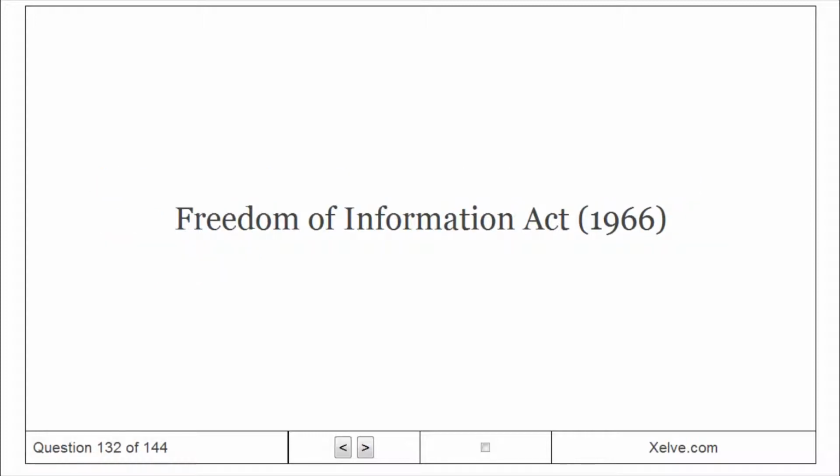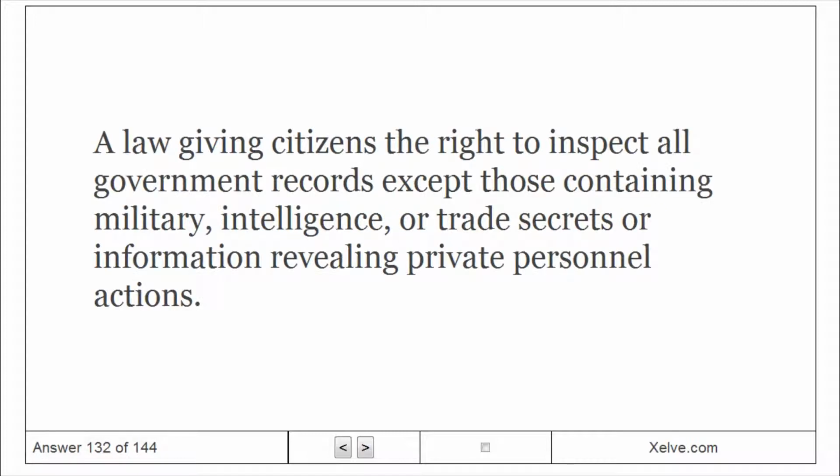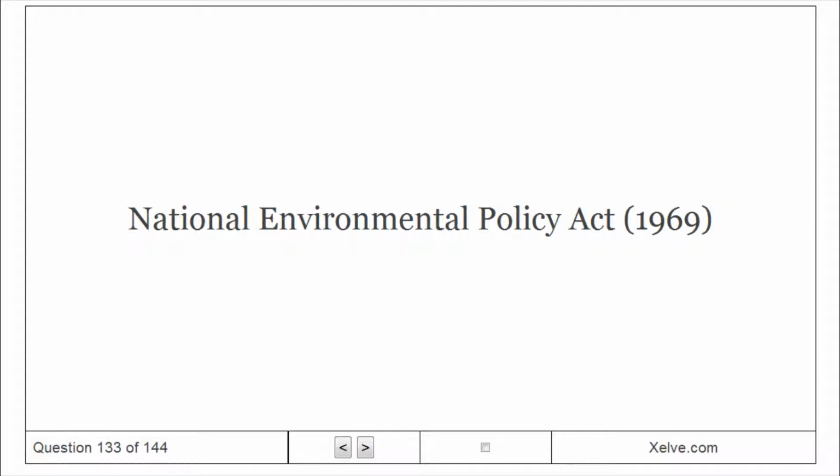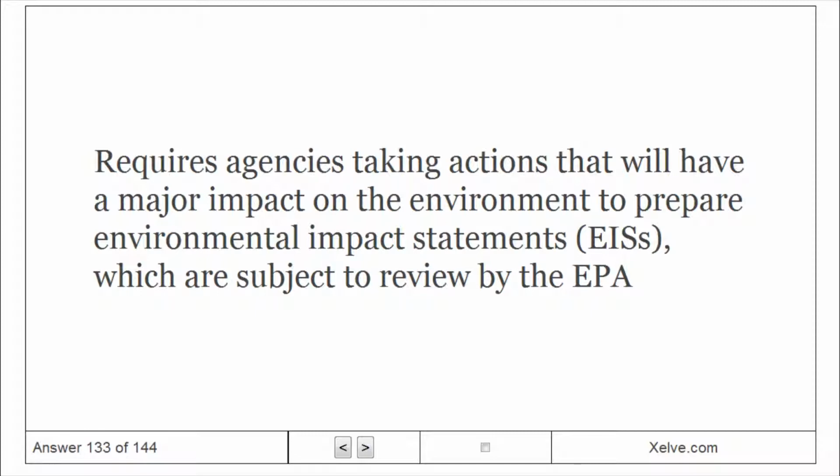Freedom of Information Act. A law giving citizens the right to inspect all government records except those containing military intelligence, or trade secrets or information revealing private personnel actions. National Environmental Policy Act requires agencies taking actions that will have a major impact on the environment to prepare environmental impact statements, which are subject to review by the EPA.